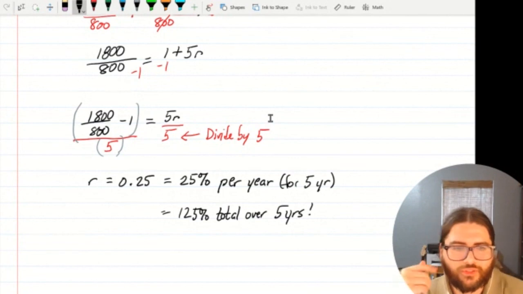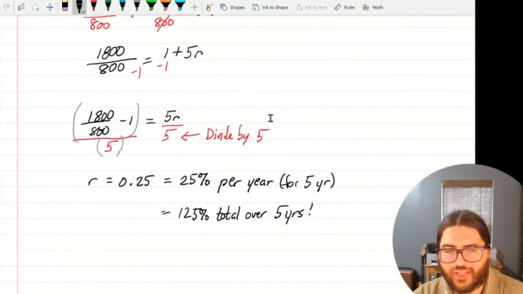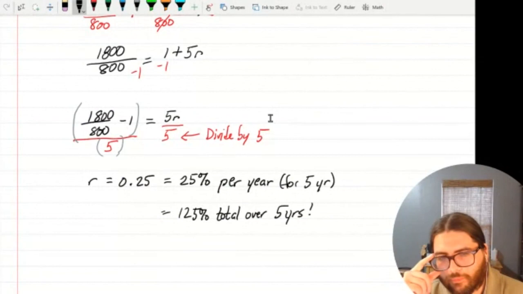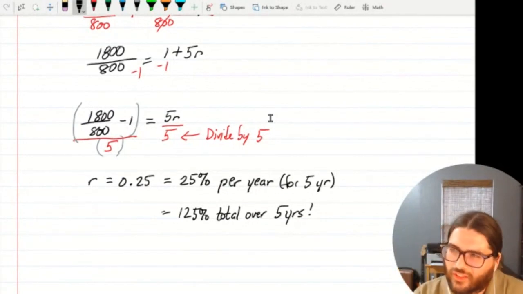Take a half second and look at this. Does 125 cents, 125%, does that make sense looking at how much you had in the beginning and how much you had at the end? I think it actually does.